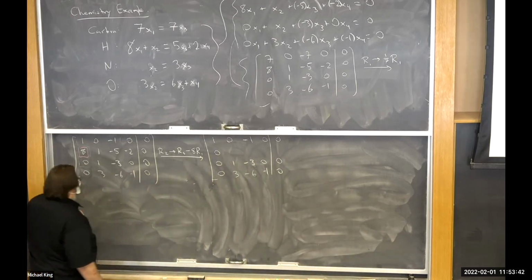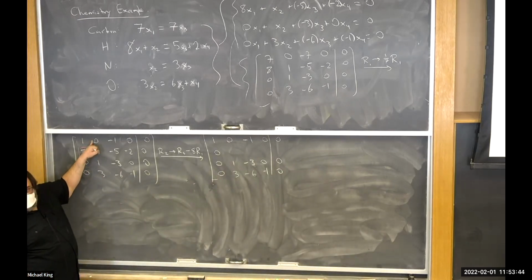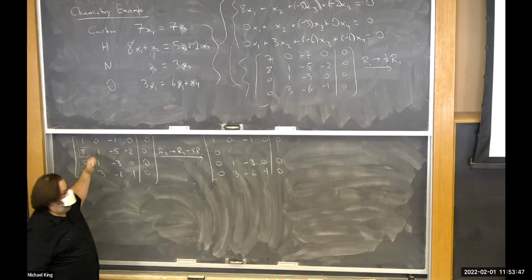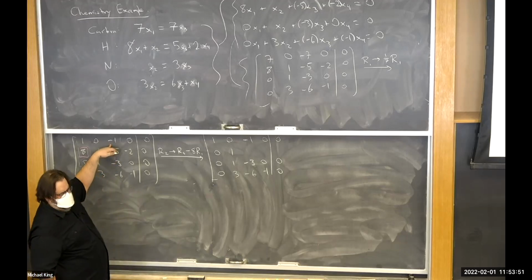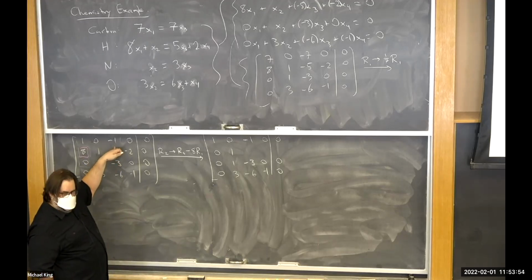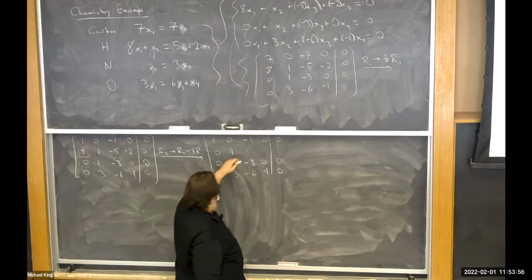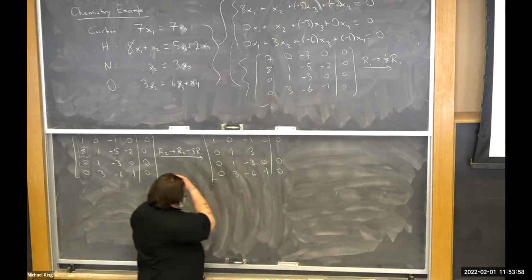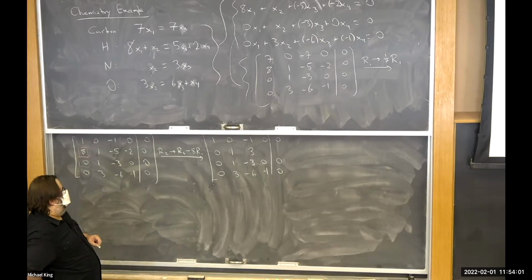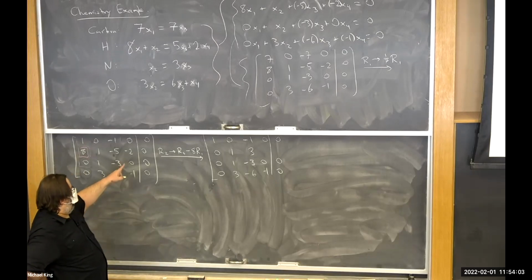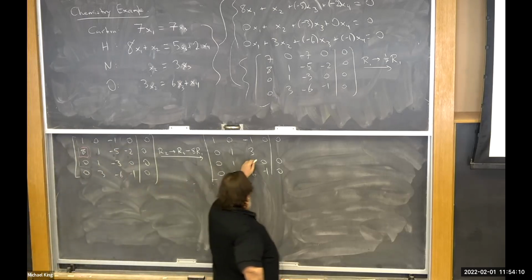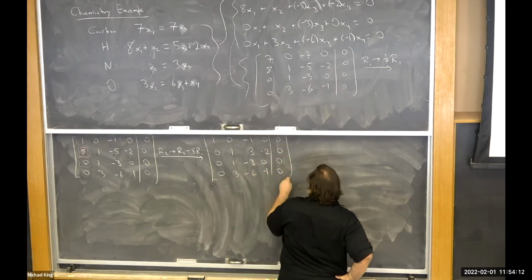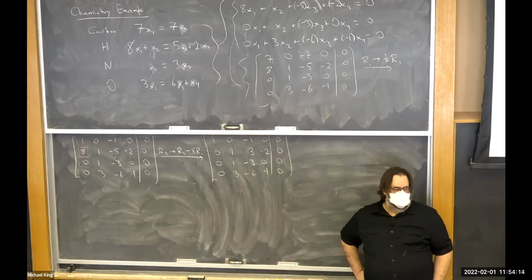That's 1 minus 8 times 0. This is minus 5 minus 8 times minus 1, which is minus 5 plus 8. What happens to this? It stays the same, right? There's a 0 there. The nice thing about the last column is it never changes from 0, 0, 0, 0 because they're not interacting at all.